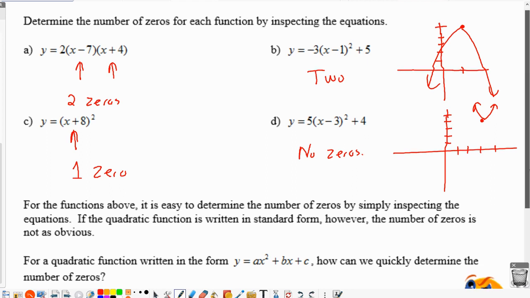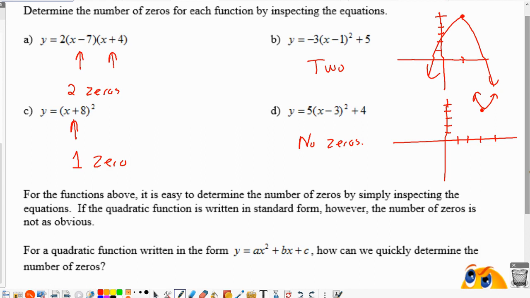So, I wrote a little note here. For the functions above, it is easy. I don't know about that. Not too difficult. It wasn't really difficult. To call it easy is a little bit of a stretch, I think, by simply inspecting the equations. If the quadratic equation is written in standard form, however, it becomes very difficult. These were all in factored or vertex form, so it was not bad to be able to tell. But if it's in standard form, it's a lot more challenging. But I pause for you to copy that down.